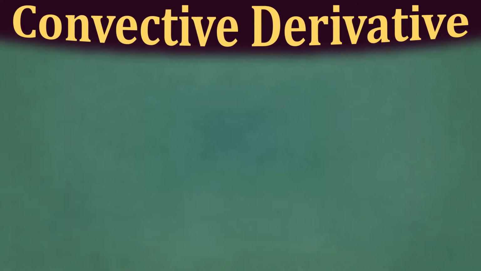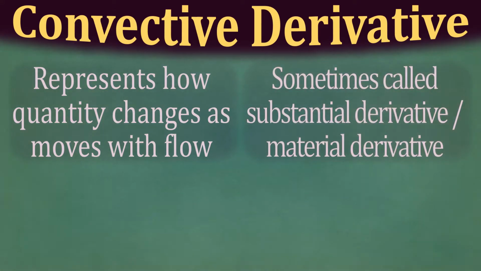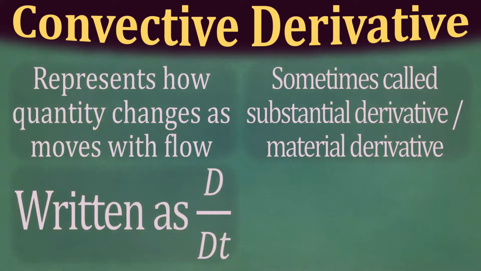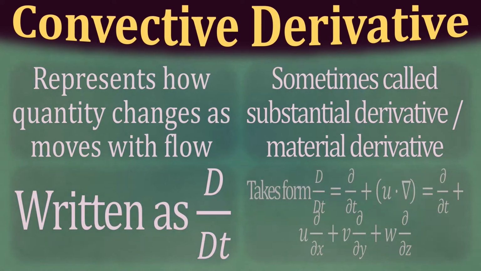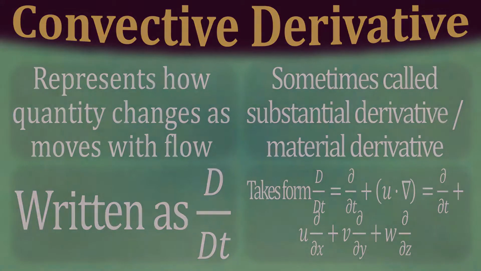Next, let's discuss the convective derivative. It represents how a quantity changes as it moves with a flow. It is sometimes called the substantial derivative or the material derivative. It is written as capital D over capital Dt, and in general it takes the form D/Dt equals the partial derivative with respect to t plus u dot grad, which is equal to the partial derivative with respect to t plus u times the partial derivative with respect to x plus v times the partial derivative with respect to y plus w times the partial derivative with respect to z.